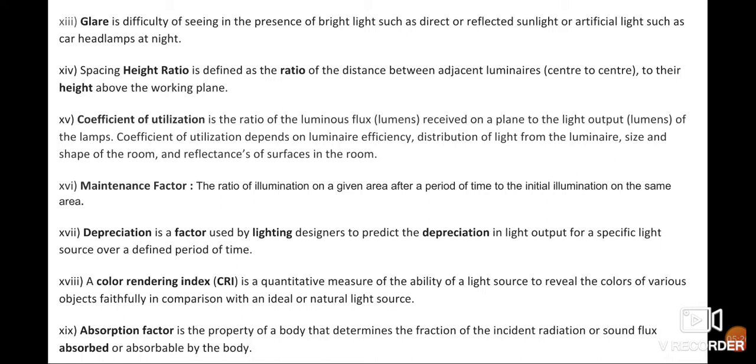What is maintenance factor? The ratio of illumination on a given area after a period of time to the initial illumination on the same area is defined as maintenance factor.